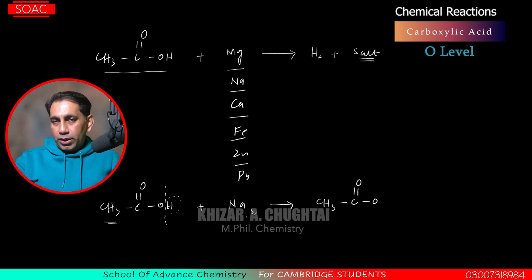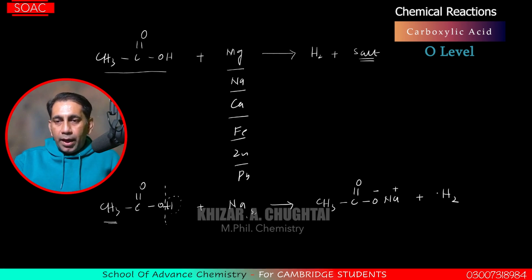OH bond is broken down in this case. So it's having one negative charge after loss of hydrogen. And here is sodium that is having one positive charge, plus there will be hydrogen, H2. Hydrogen gas is formed, and we can write half mole of H2.